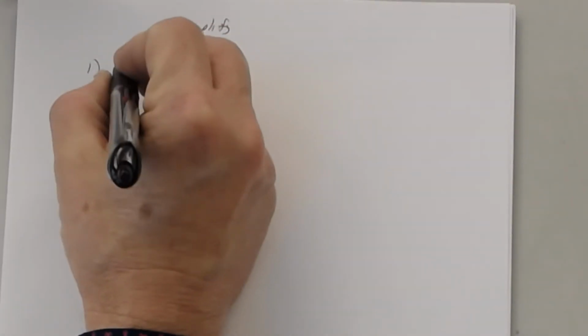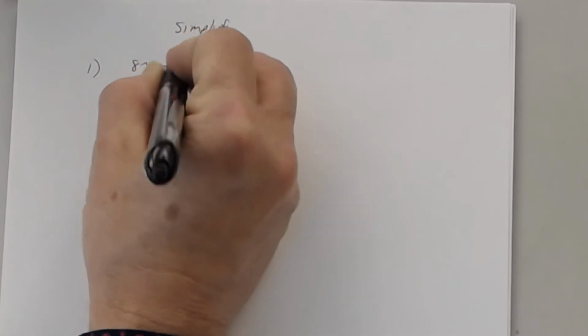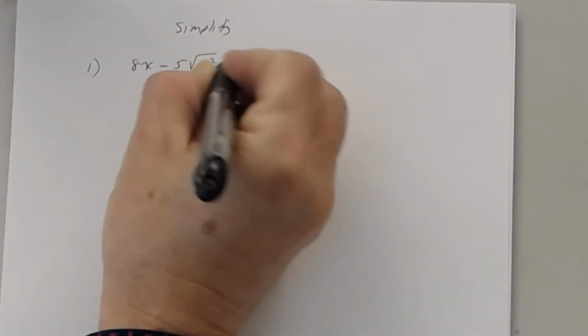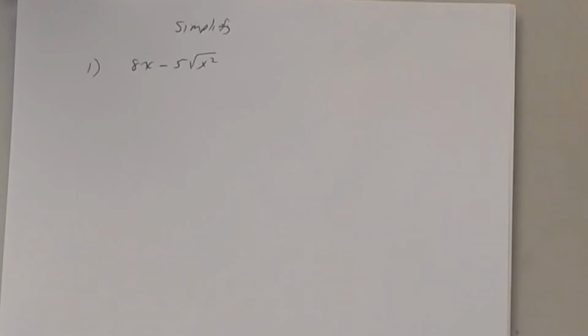So the directions are going to say something like simplify. The directions could say add or subtract, or the directions could say perform the indicated operation, something like that. But let's look at number 1, and let's think about number 1 for a moment. You have 8x minus 5 square root of x squared. You have enough information where you know how to approach something like this.